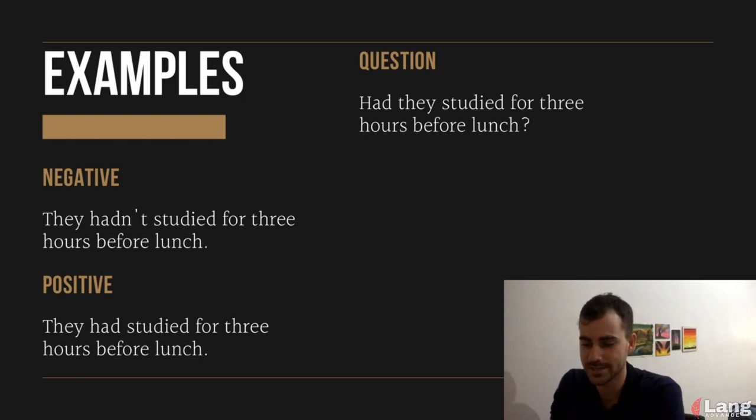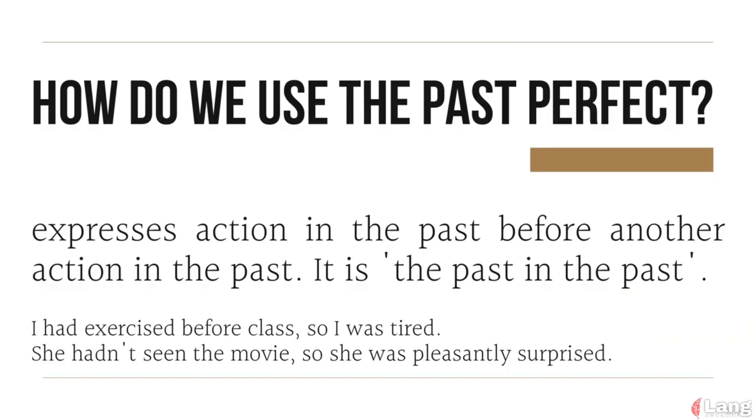Here are some more examples of negative, positive, and question sentences in the past perfect. They hadn't studied for 3 hours before lunch. They had studied for 3 hours before lunch. Had they studied for 3 hours before lunch? How do we use the past perfect? This expresses action in the past before another action. It is the past in the past.